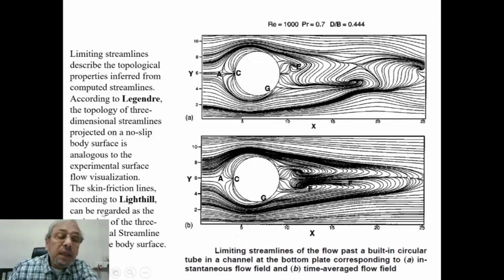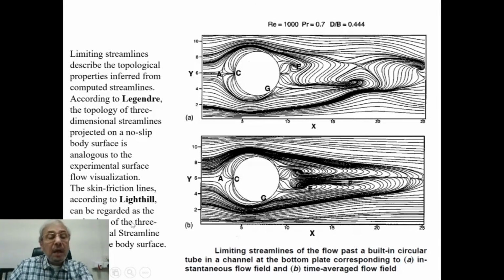I have written it here, and you can see not only the stalwarts, the creators of the field, so to say, Legendre and Lighthill. You can get their views about this limiting streamline. There is a special technique to plot the limiting streamlines. As you can see, according to Legendre, the topology of three-dimensional streamlines projected on a no-slip body surface is analogous to experimental flow visualization.